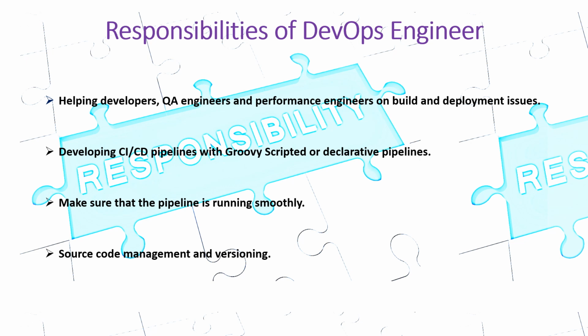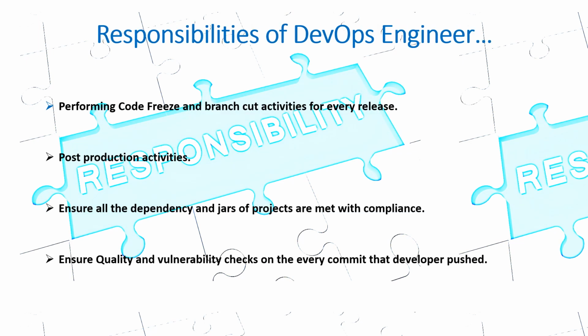DevOps engineers manage source code and adhere to a versioning approach for each release. DevOps engineers freeze the code before the release date to avoid problems caused by unexpected changes. In addition, he creates new branches and respective jobs to perform CI/CD for each release.